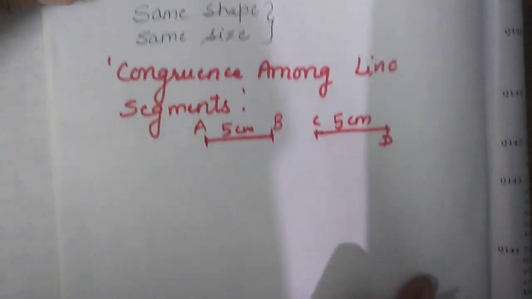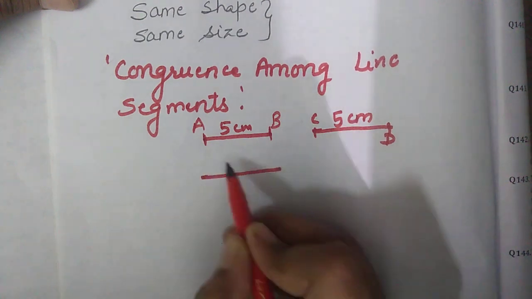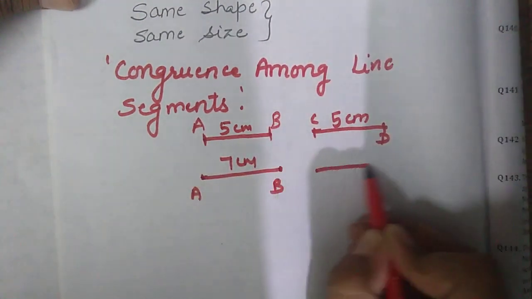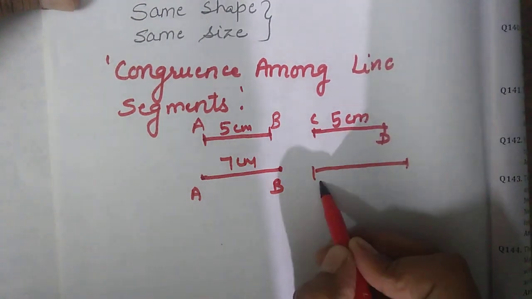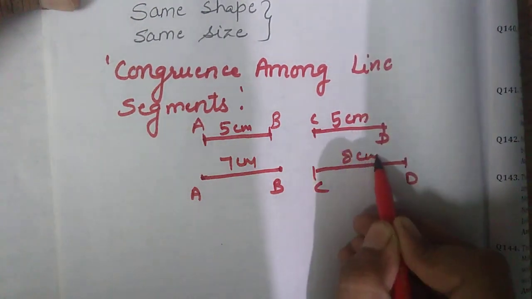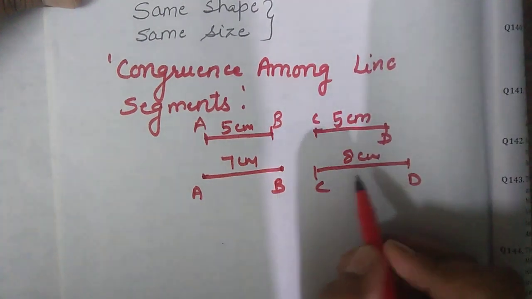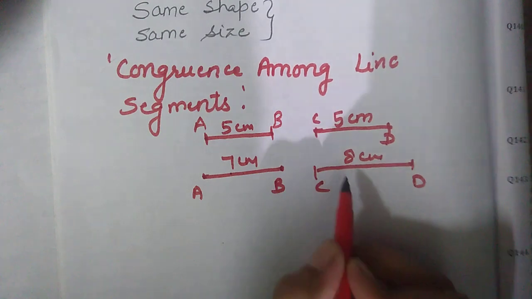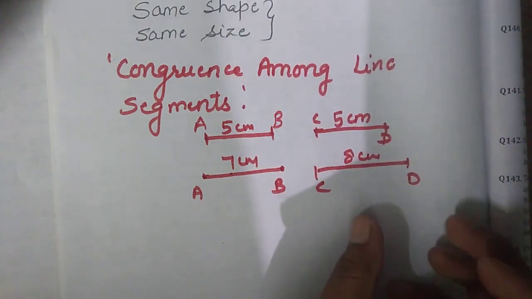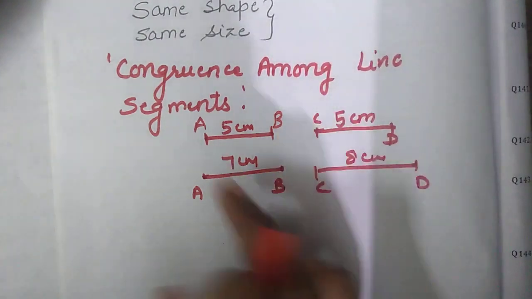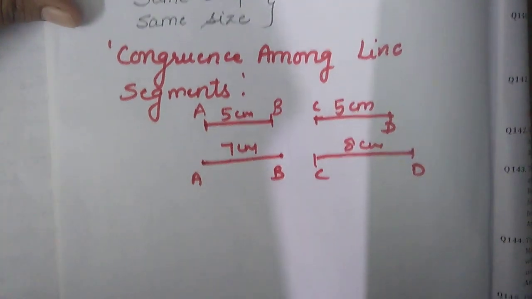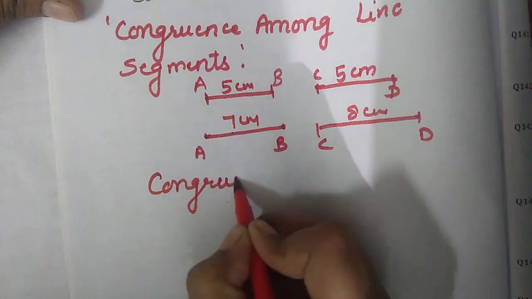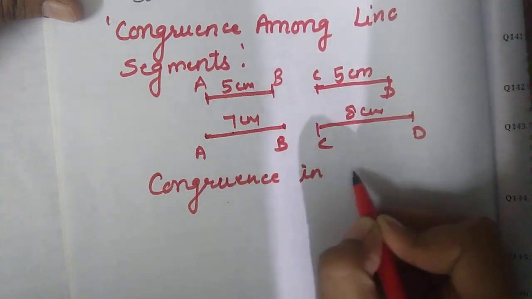Okay, now if I am taking one more example, let us take this line segment as 7 centimeter, and this as 8 centimeter. Let it be CD. So are these two line segments congruent? No, they are not congruent because their measurement varies. If they have the same measurement, then we can say the line segments are congruent.